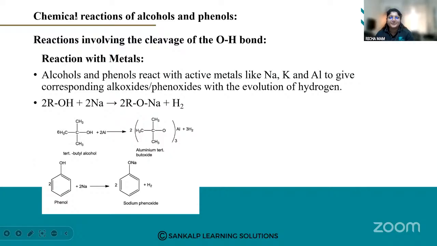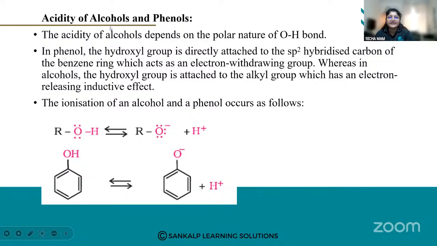Next we are going to see the acidity of alcohols and phenols. The acidity of alcohols and phenols depends on what? It depends on the polar nature of the OH bond. Now in phenol, the hydroxy group is directly attached to the sp2 hybridized carbon of the benzene ring, and because of that it acts as an electron withdrawing group.